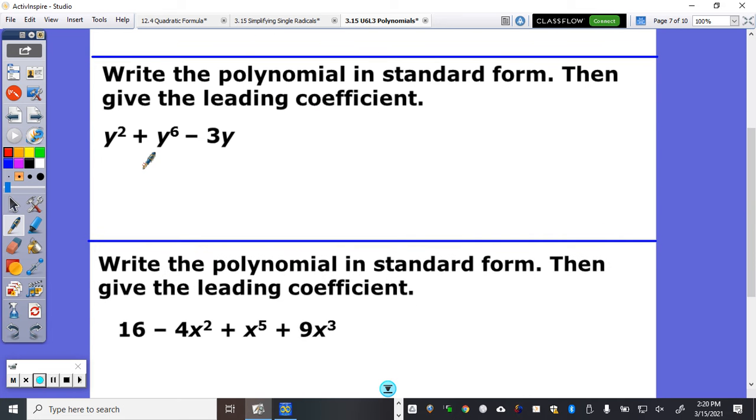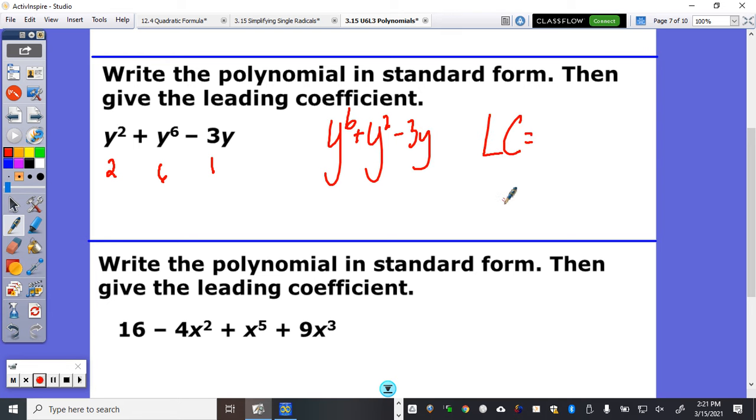All right, so again, I have a degree of 2, I have a degree of 6, and I have a degree of 1. So I'll rewrite it: y to the 6th plus y to the 2nd minus 3y. What is my leading coefficient for this? What's the number out in front after it is in standard form? 1. So that's my leading coefficient. After it's in standard form, what's the number out in front?